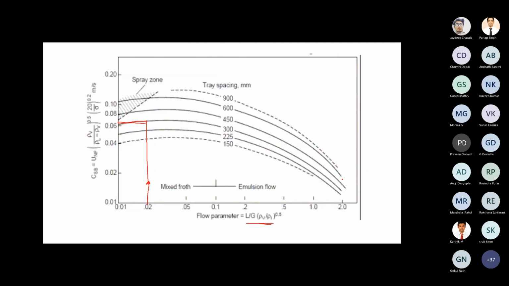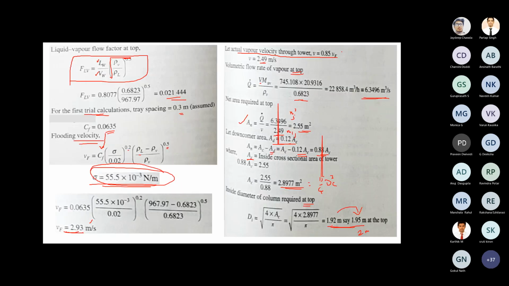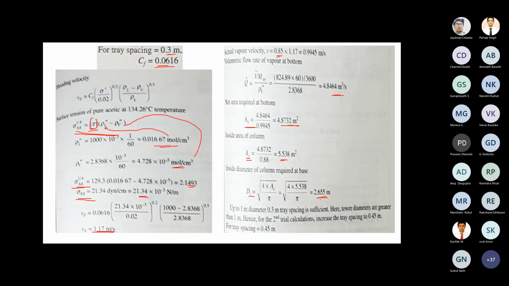Previously we had 1.95 meters, correct? See, 1.92 meters, so 1.95 mark. Here you see the difference. So for the bottom of the tray, up to 1 meter diameter, we will go for 0.3 meters tray spacing, which is sufficient. That is the general thumb rule.